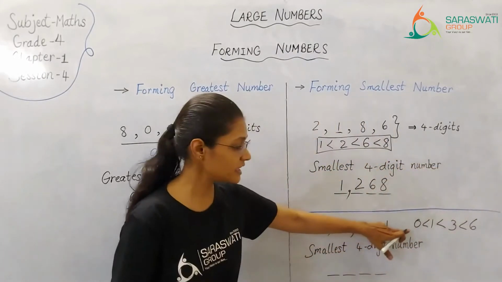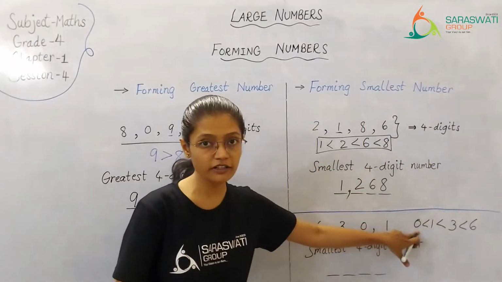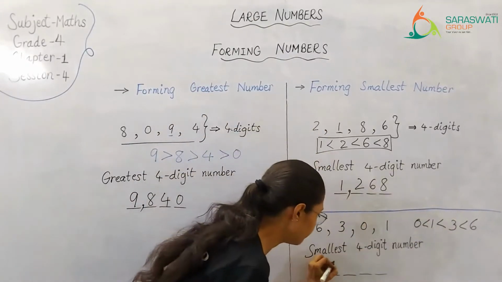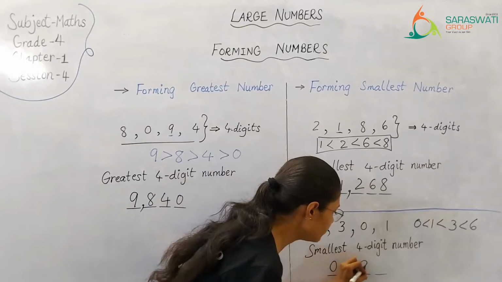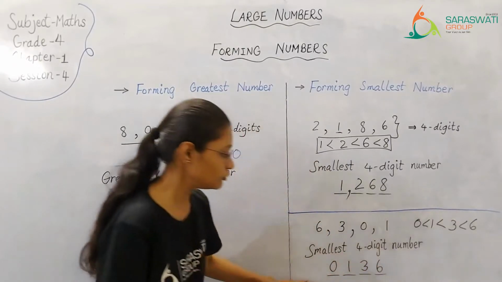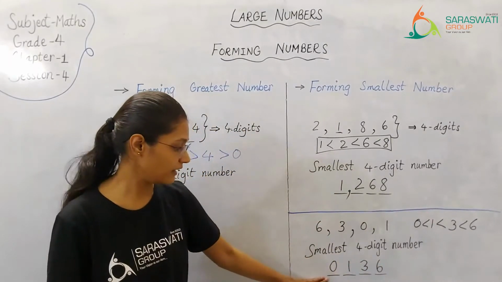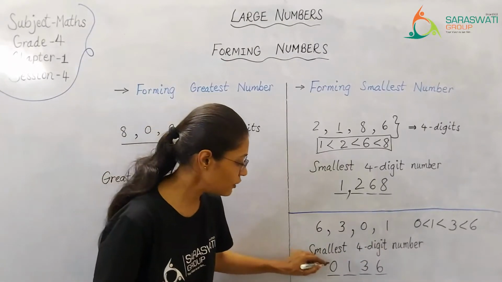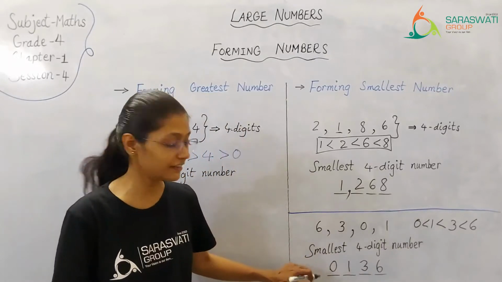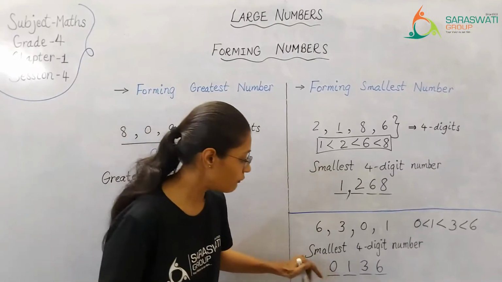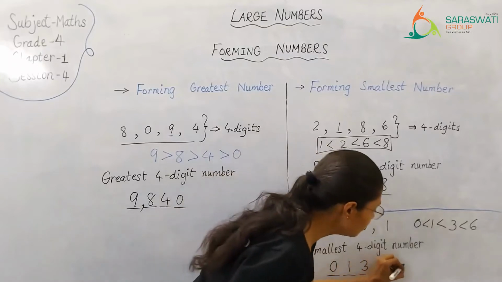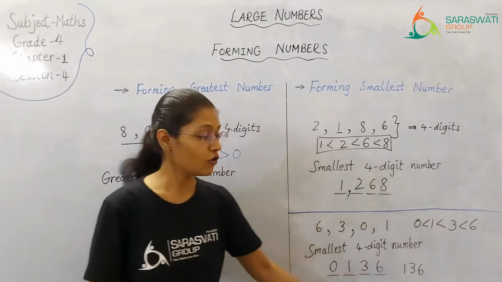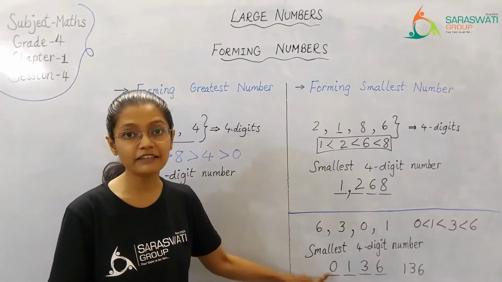So here the digits are arranged in the ascending order, but if I write them in this order over here, that is 0, 1, 3 and 6. So if we see this number, then we will consider this as a 3-digit number. We will not count digit 0 which is written at the beginning. So we will consider this number as a 3-digit number, that is 136. So we should not write 0 at the beginning.